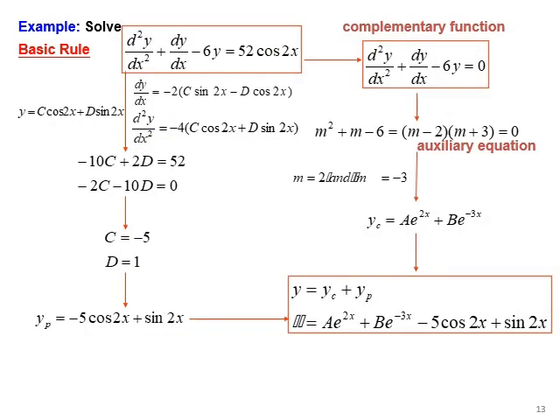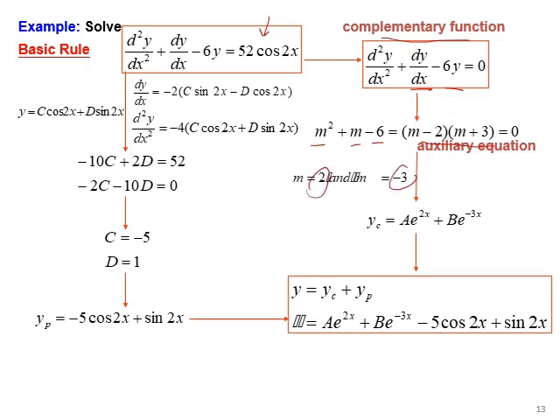Another example on basic rule, here I just change the numbers and change the function, which is cosine. Now I will start with the homogeneous or the complementary function. Here m squared plus m minus 6 equal 0. Then I open the bracket using cofactor and then factorization, and then I found the roots. Roots will be 2 and minus 3.